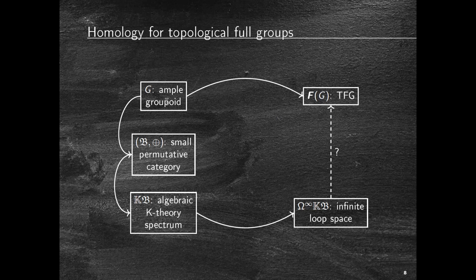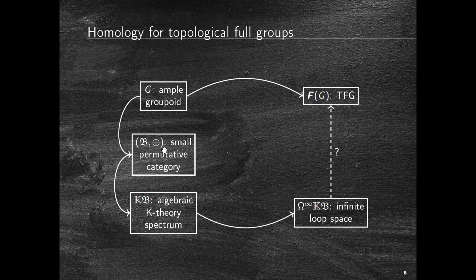So we start with an ample groupoid and construct, first of all, a small permutative category. This is another word for strict symmetric monoidal category. So it's a category where you have a direct sum operation. And I will say more about this, but you build this category from the bisections. So you've seen bisections are important and they crucially feature to construct this category.